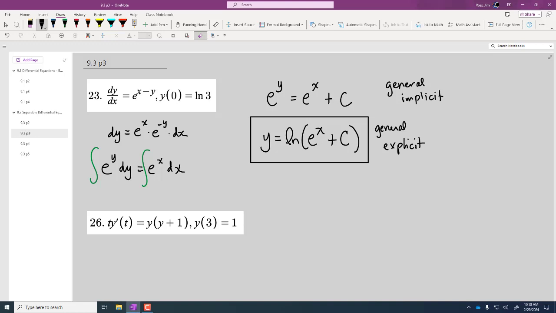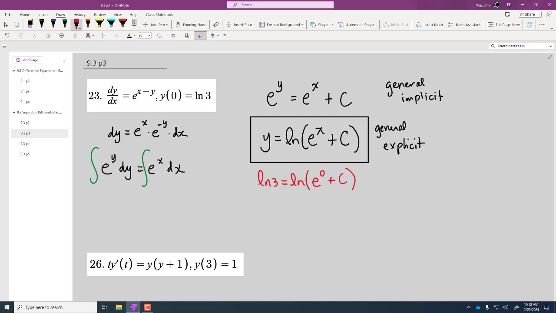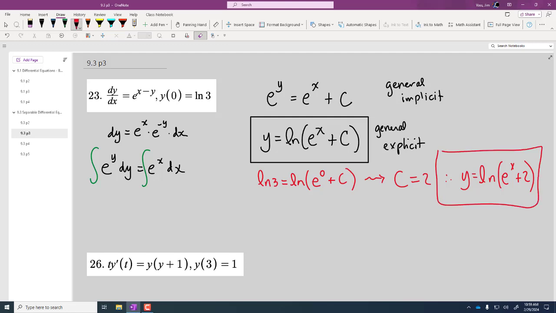All right, so then we take the initial value and plop that in. We're told that y is natural log of 3 when x is 0. So what does that make c equal to? 2. So that tells us that c is equal to 2, and therefore our explicit particular solution will be y equals natural log of e to the x plus 2. That is the solution to the initial value problem. That's the particular explicit.